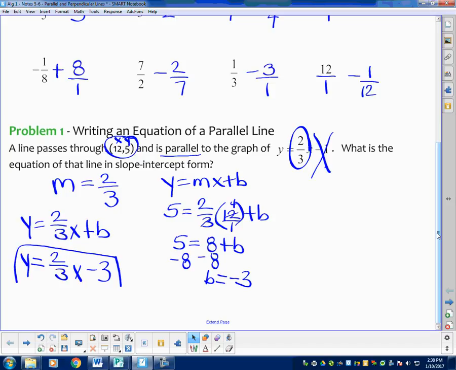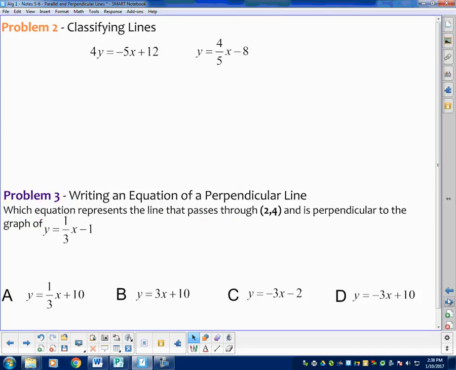Okay, everybody got it now? All right. So, classifying the lines means I'm telling, are they parallel, are they perpendicular, or neither? What do we know about parallel lines again? They're the same slope, right?